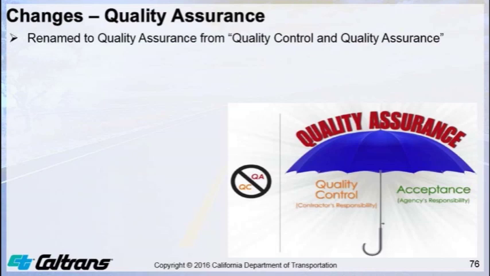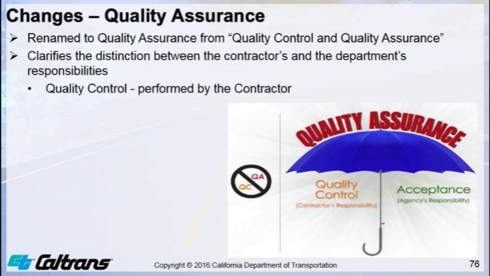Quality control and quality assurance sections in the 2010 standard specifications were renamed to Quality Assurance in the 2015 standard specifications. The reason is that quality assurance encompasses all materials and construction activities on a project. Quality assurance now includes both the contractor's quality control and the department's acceptance. This change was made to clarify the distinction between the contractor's and the department's responsibilities.